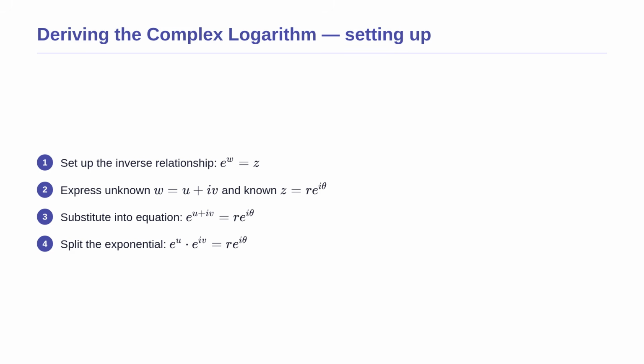We write the unknown power w as a real part u plus an imaginary part v. We also write the known number z in its polar form, where r is its absolute length and theta is its angle. We then split the exponential on the left side into a magnitude piece and a rotation piece.